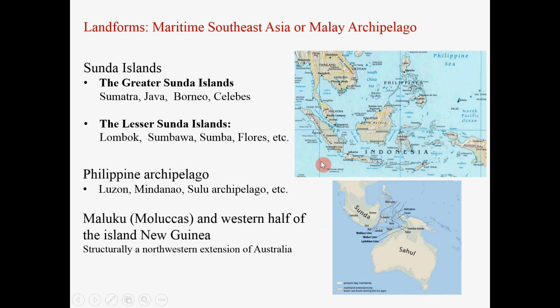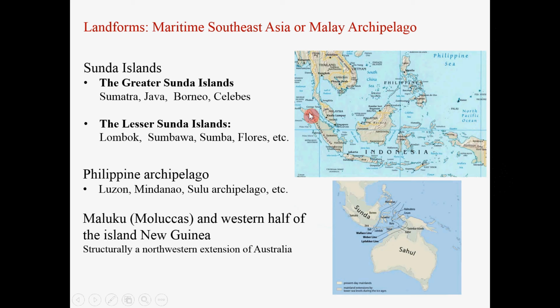Landforms, maritime Southeast Asia. Maritime Southeast Asia is largely synonymous with the Malay archipelago, and this is a vast area containing over 20,000 islands. It is located between mainland Southeast Asia and Australia. Australia is somewhere here, as you can see on this map. There are several important components in the Malay archipelago.